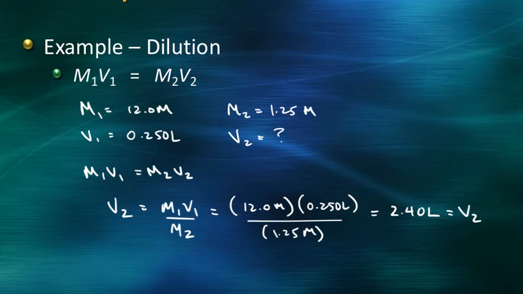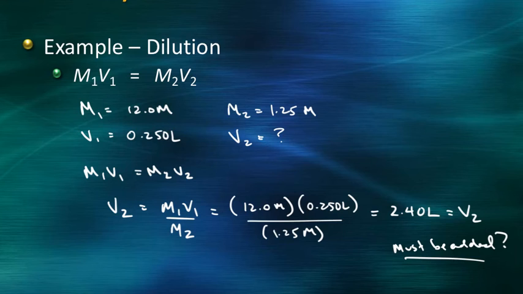The question, though, asked how much must be added, right? How much water must be added? Okay, that's a different question. If it said, what's the final volume, we'd say 2.40 liters. But how much must be added? Well, we didn't start at 0. We started at 0.250 liters. That was my initial volume.